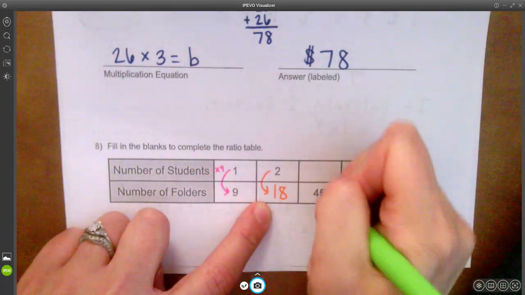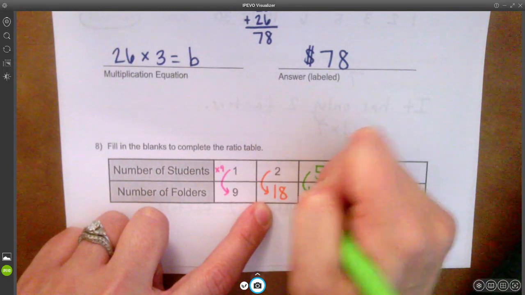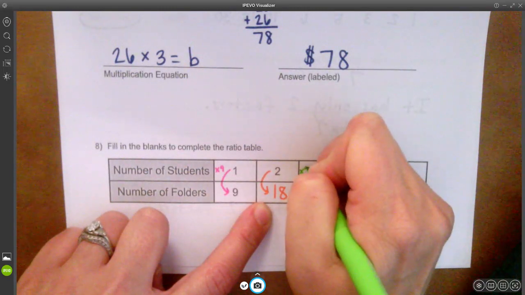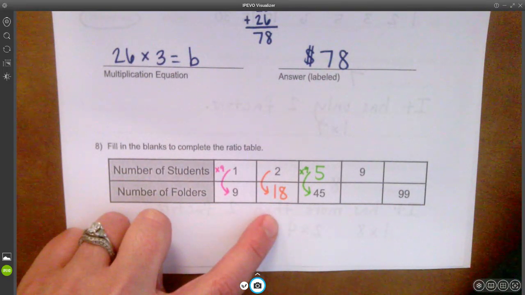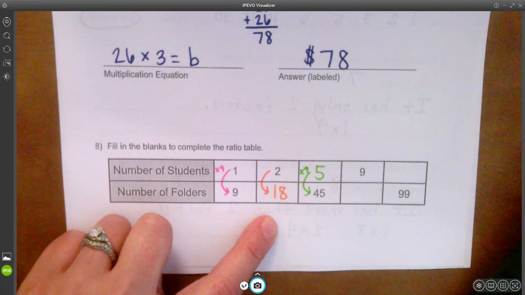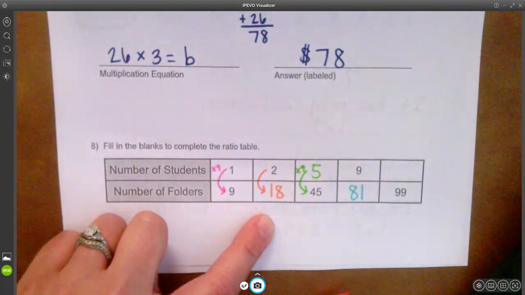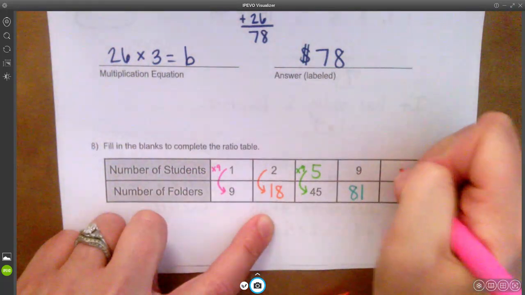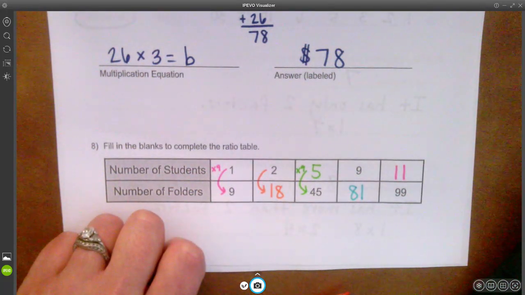What times 9 is 45? And the answer is 5. And again, if it's helpful to draw that arrow and maybe even write times 9 there, okay, that might help. And it sometimes will skip like that, so be careful. 9 times 9 is 81. And 11 times 9 is 99. So they're really just facts of 9.